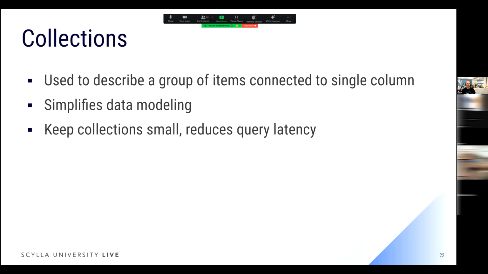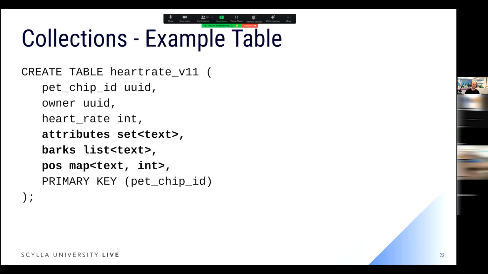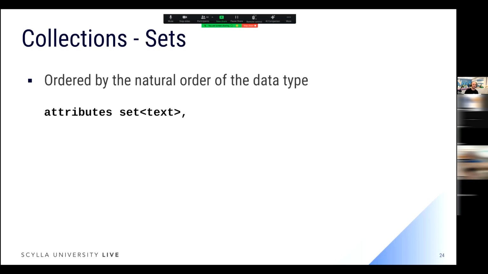A good idea or best practice is to make sure the collections are small, because they can easily grow and increase latency and harm performance. This is an example of a more advanced table. We can see that we have more columns here, and here we define a set of attributes, a list of barks, and a map of positions. Okay, and let's dig a bit deeper.